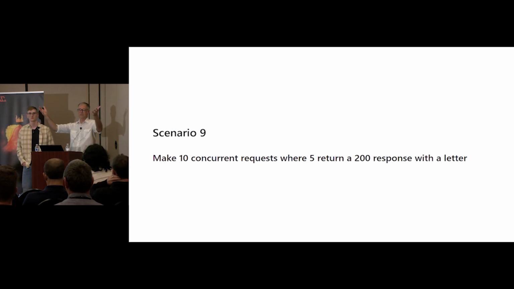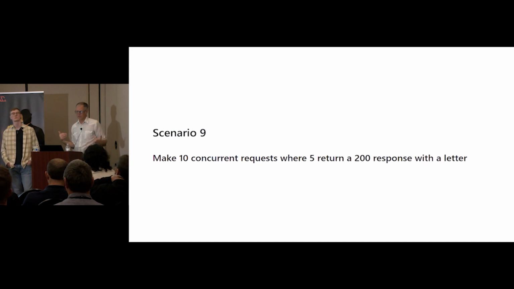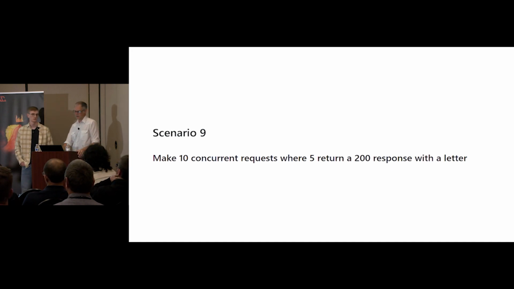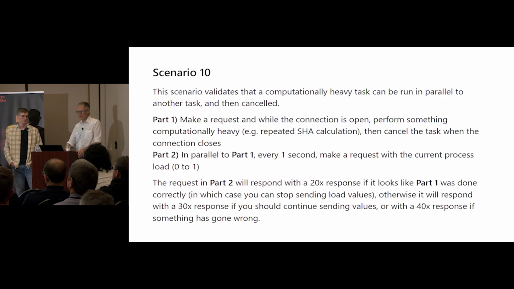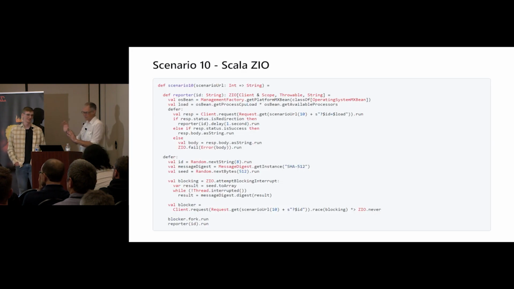Like let's run a bunch of things all at the same time and get all of their results back. So that was the point of scenario 9, to show how we do that, and you can go look at that on your own. Scenario 10 is a pretty complicated one that tries to show cancellation of these CPU bound tasks. It's really complicated, so I'm not going to go into the code.